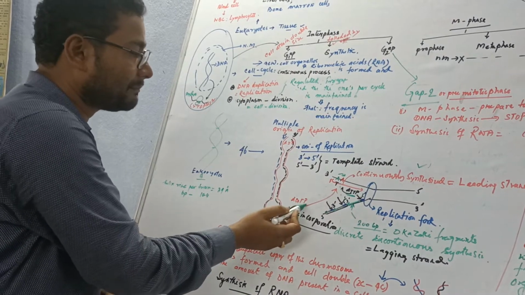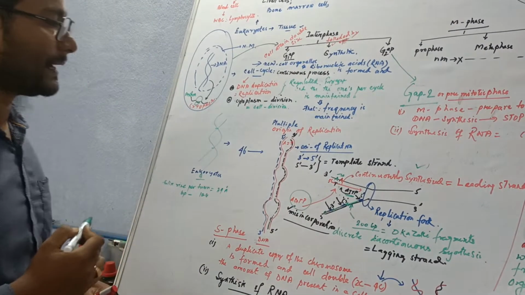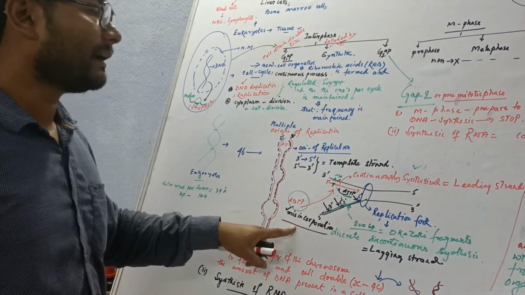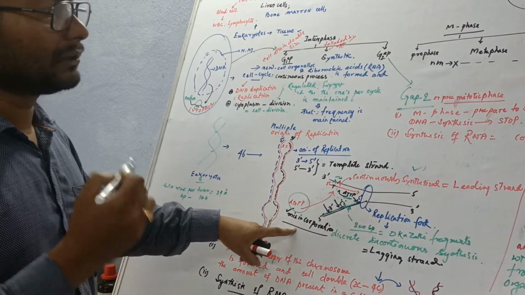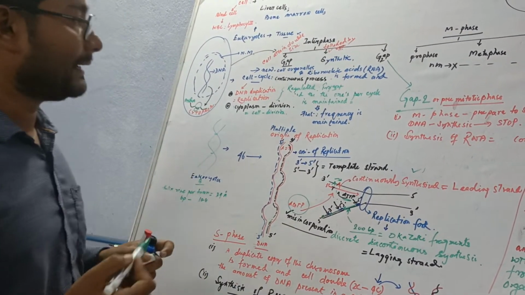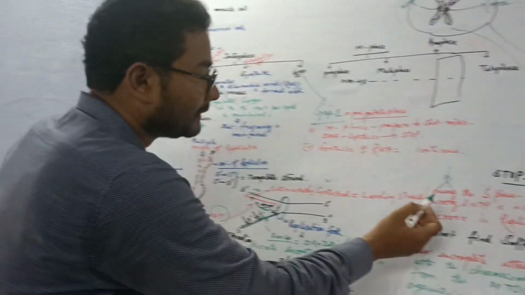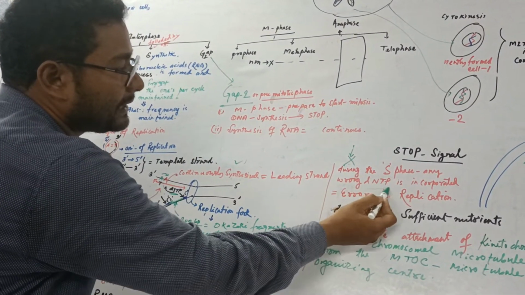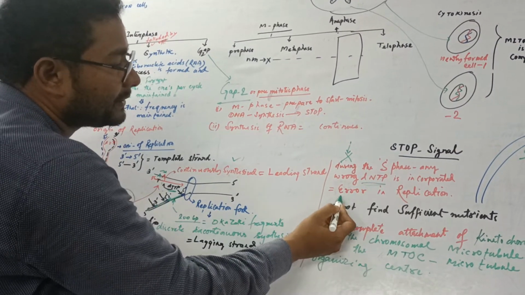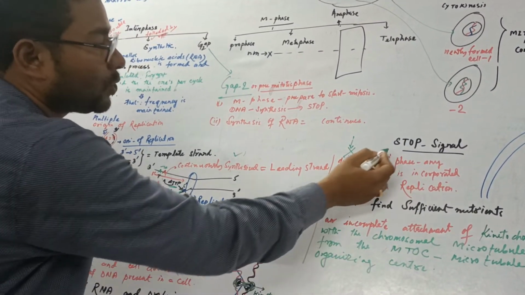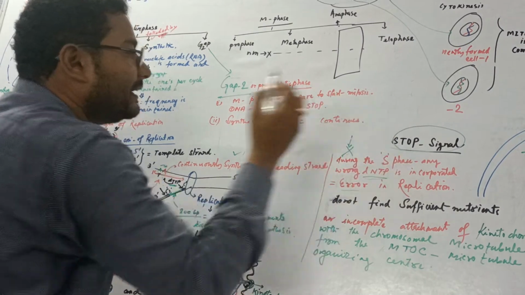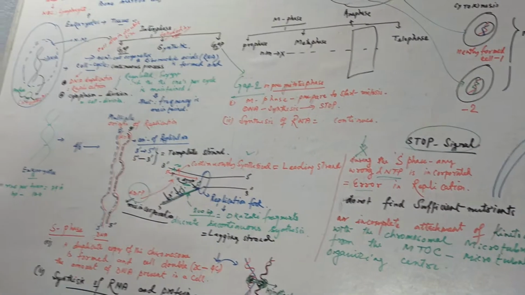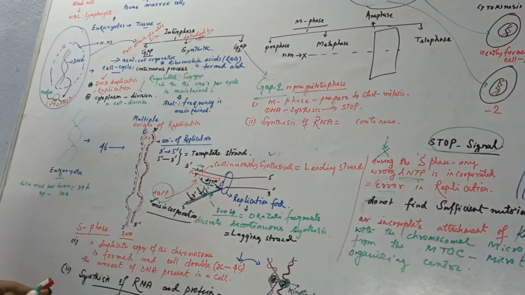But if some misincorporation occurs, so it is a fault in incorporation. So you will find that after the S phase, during the S phase, any wrong dNTP incorporated is an error in the replication, so it will act as a hindrance to progress of this cell cycle. So it will act as a stop signal.